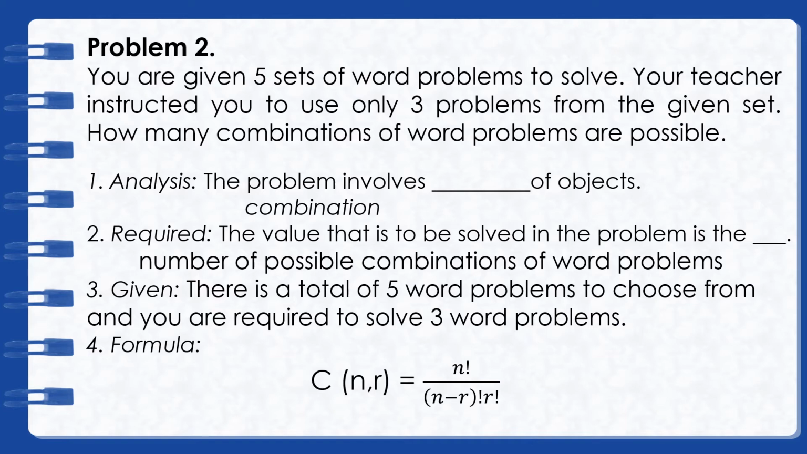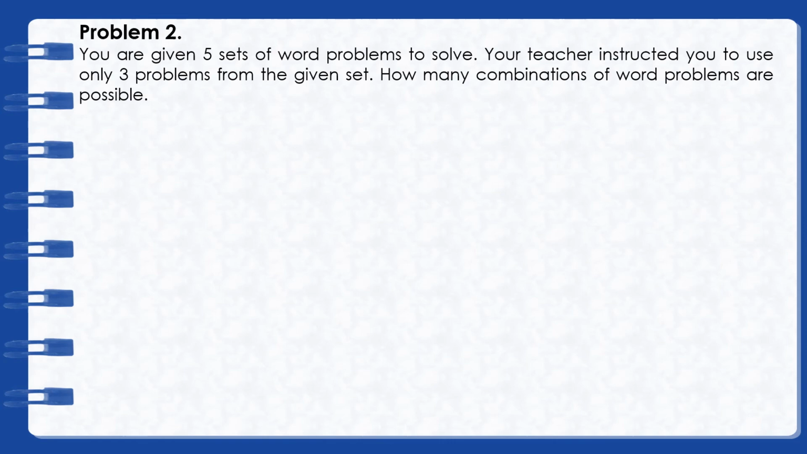Correct. It is combination of n taken r is equal to n factorial divided by the difference of n and r factorial multiplied by r factorial. Now, let us show the solution for problem number 2.